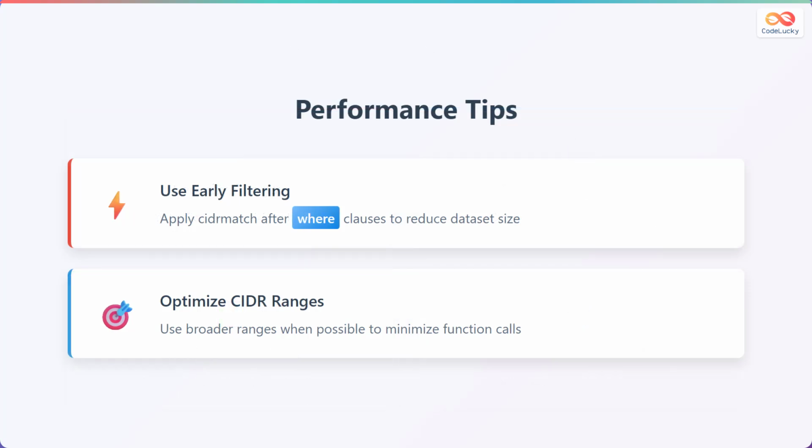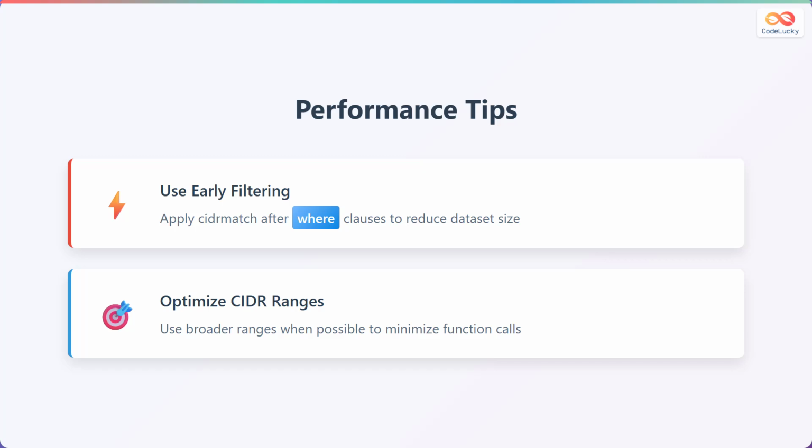To optimize the performance of your CIDRmatch queries, there are two key strategies to keep in mind. First, use early filtering by applying CIDRmatch after where clauses to reduce the dataset size before performing the IP range matching. This approach minimizes the number of events that need to be processed, significantly improving query performance, especially when dealing with large datasets.